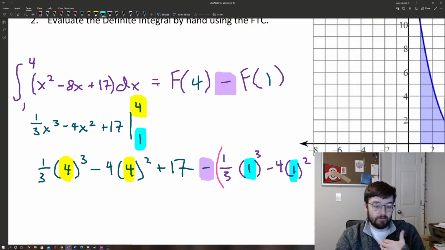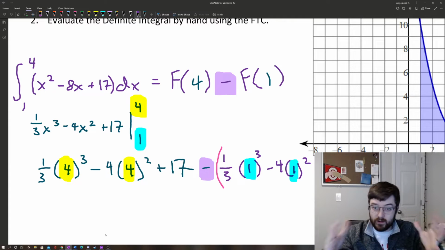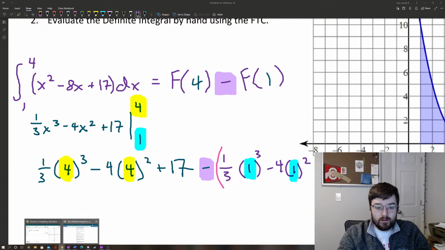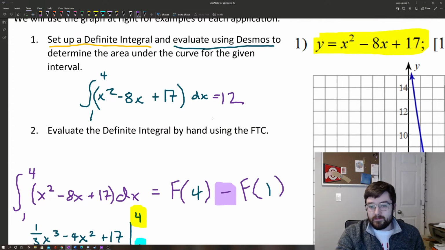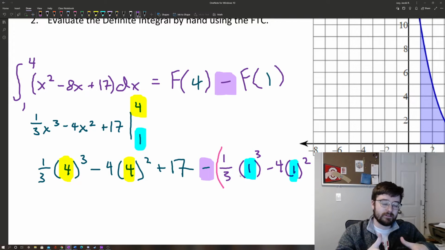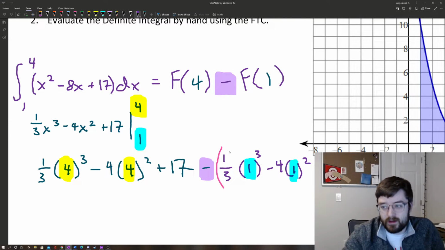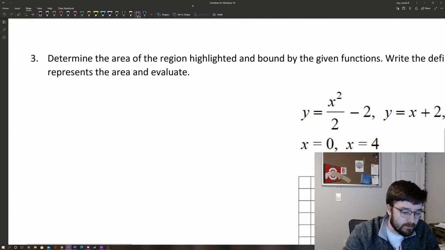And so if I did this properly, then this equals what my Desmos answer was. I would have to plug all this back into a calculator, and I would get my 12, just like I would if I just let Desmos calculate it for me. So the fundamental theorem of calculus is sort of why our definite integral works when we use Desmos. And our friend Leibniz was able to figure this out for us. So thanks, Leibniz, famous mathematician there.